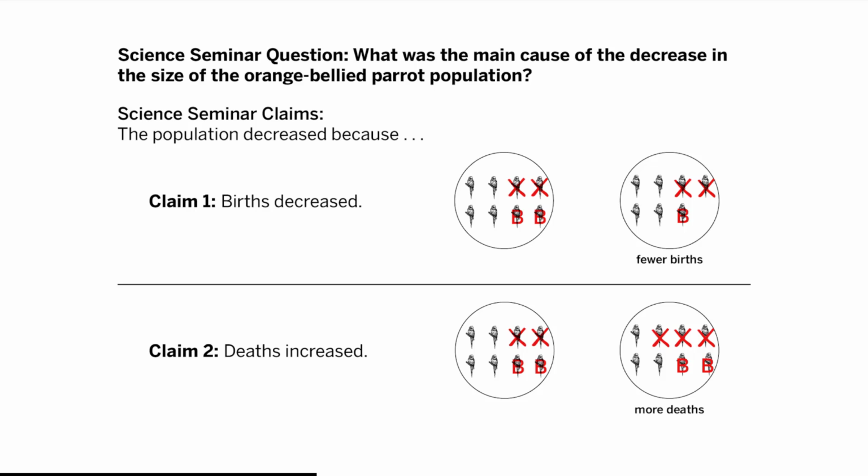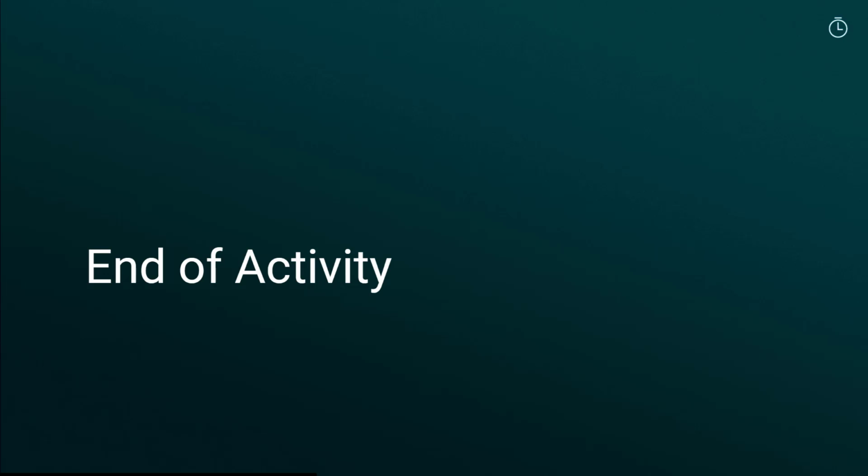In the next lesson, you will analyze the evidence you selected today, as well as some new evidence, to try to figure out the main cause of the orange-bellied parrot population size decrease. End of activity.